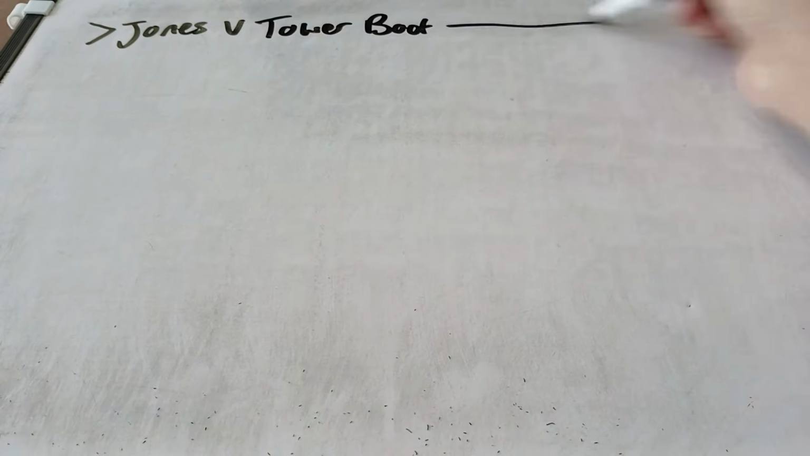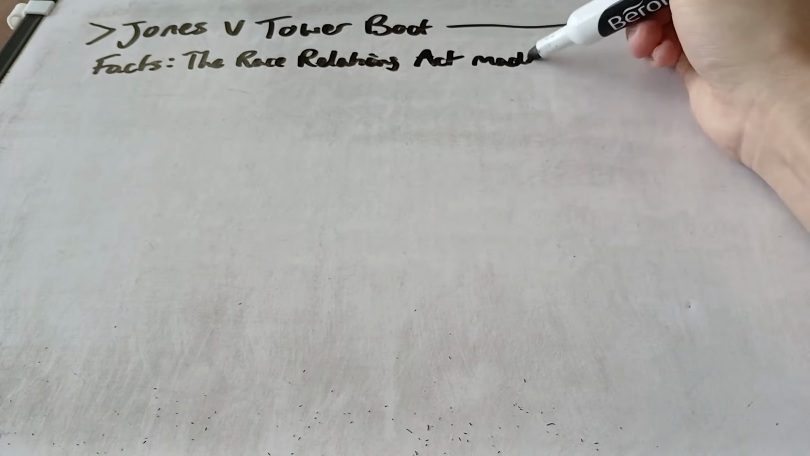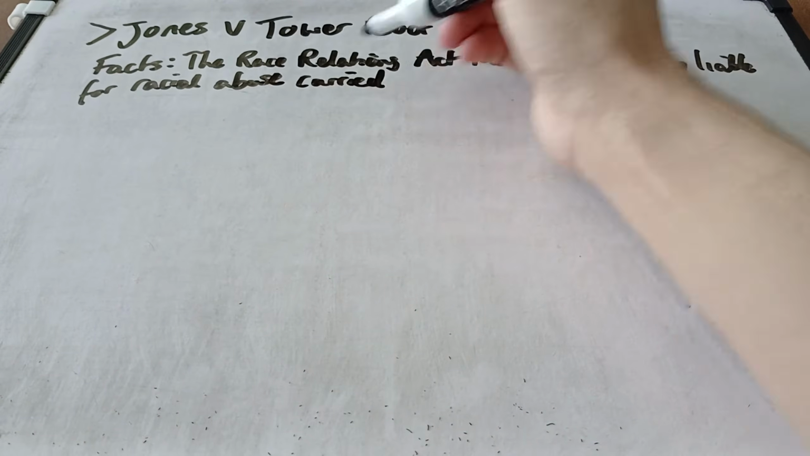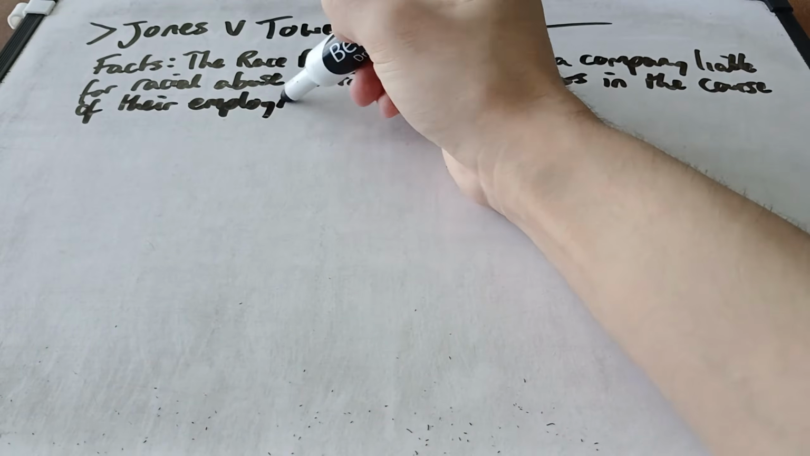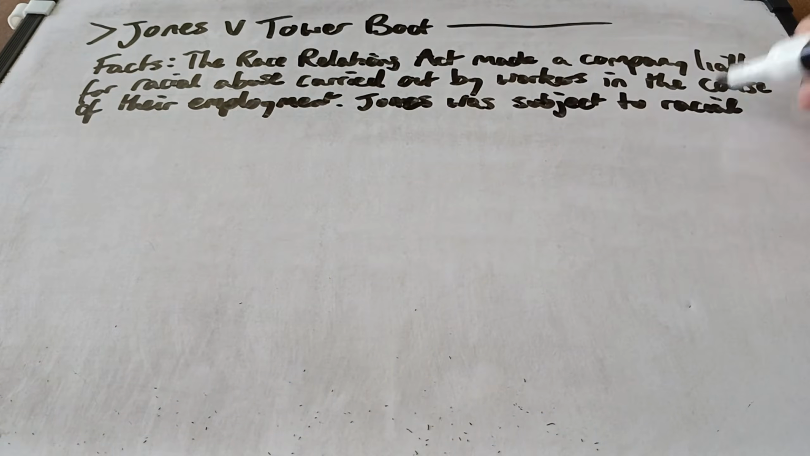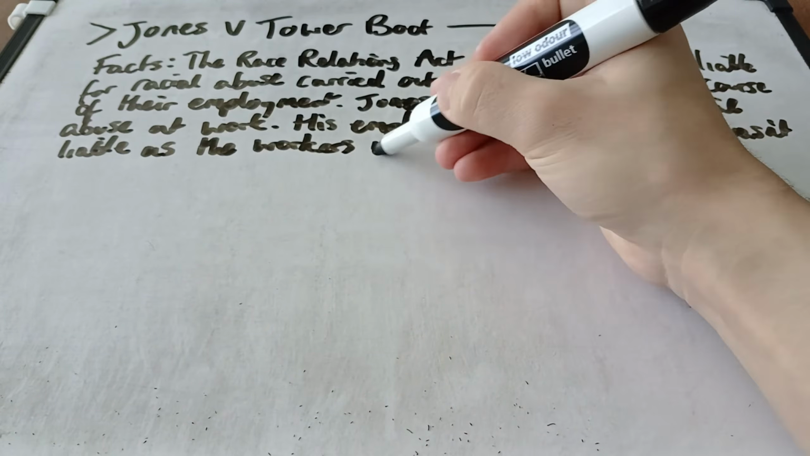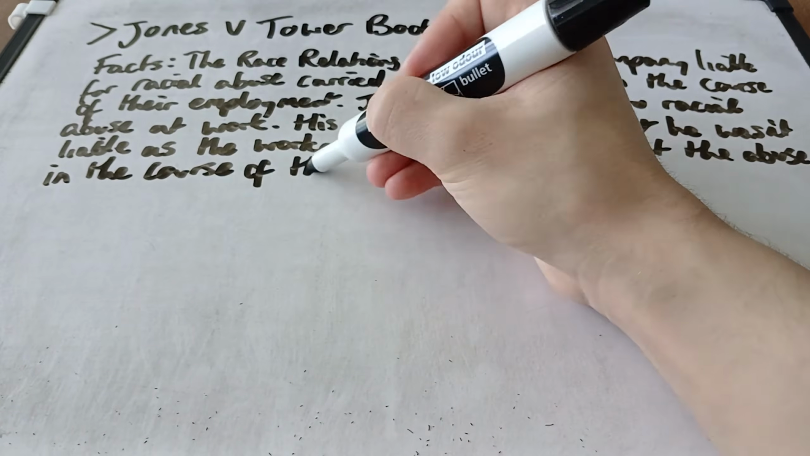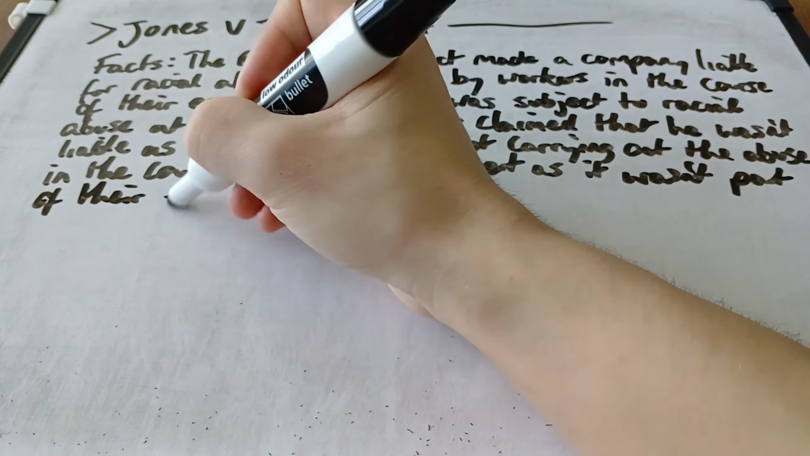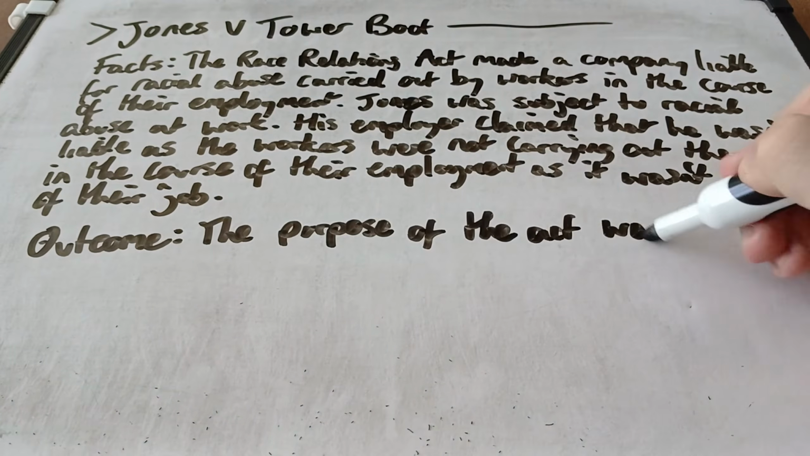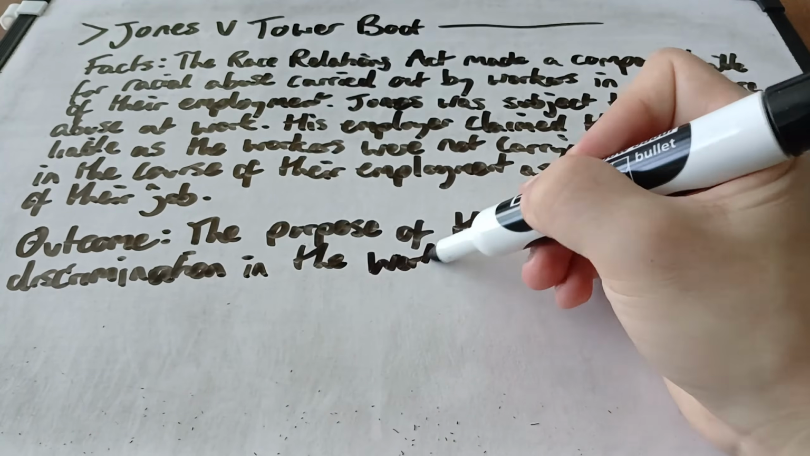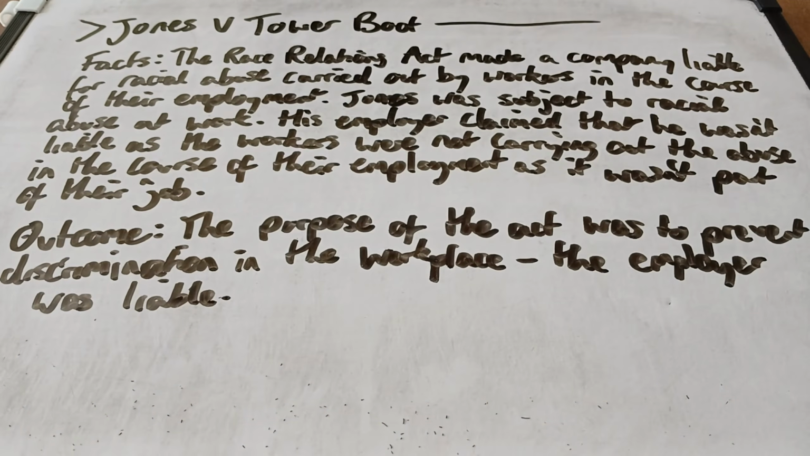The next case we're going to look at is Jones versus Tower Boot. The Race Relations Act made a company liable for racial abuse carried out by workers in the course of their employment. Jones was subject to racial abuse at work. His employer claimed that he wasn't liable as the workers weren't carrying out the abuse in the course of their employment, as that wasn't part of the job. The purpose of the Act was to avoid discrimination in the workplace, so the employer was liable.